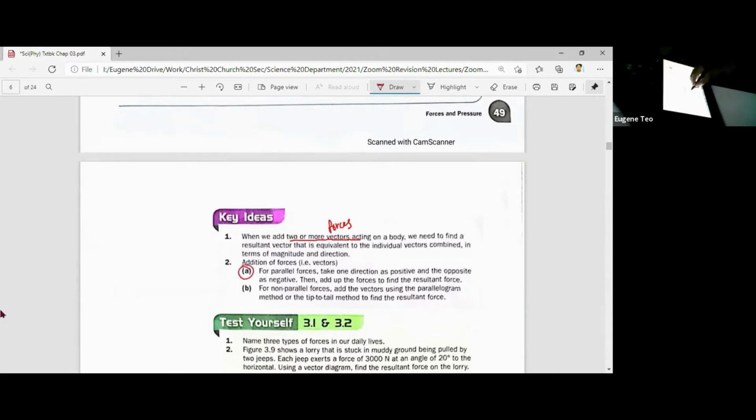Okay, so if it is parallel forces, it's quite simple: either you add them up if they're in the same direction, or you subtract them if they're in different directions. But if they are non-parallel, that is where you will need to draw using a parallelogram method. Okay, so this is for 3.2.